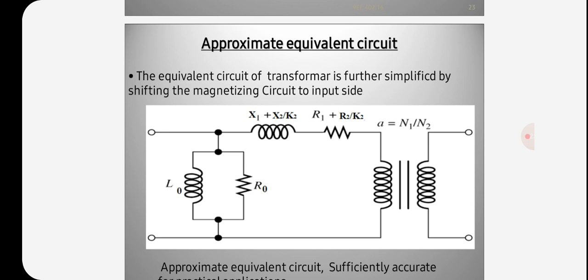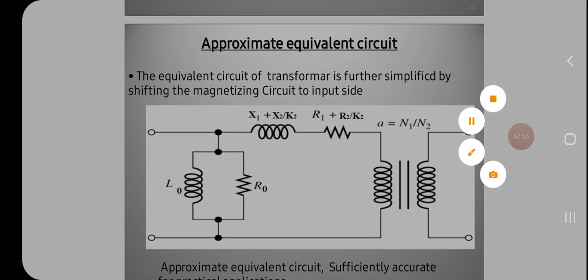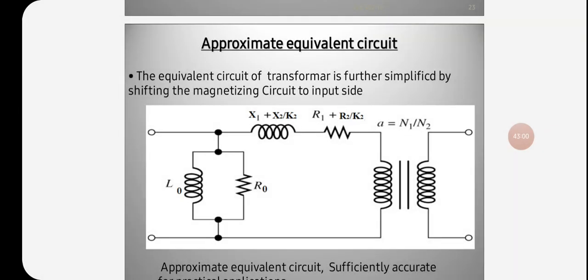So percentage regulation can be calculated even when the quantities are referred to the primary. If phi 1 is equal to phi 2 is equal to phi, then percentage regulation is equal to I1 into R naught 1 cos phi plus or minus x naught 1 sin phi by V1 into 100. So that is Vr cos phi plus or minus Vx sin phi.